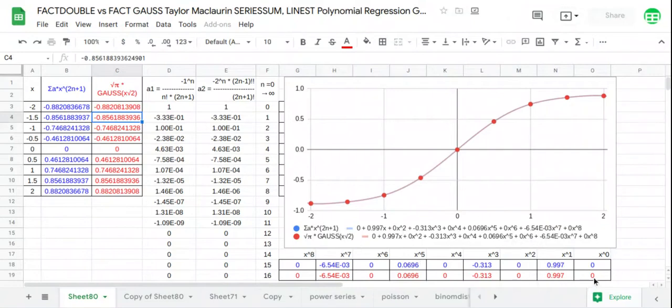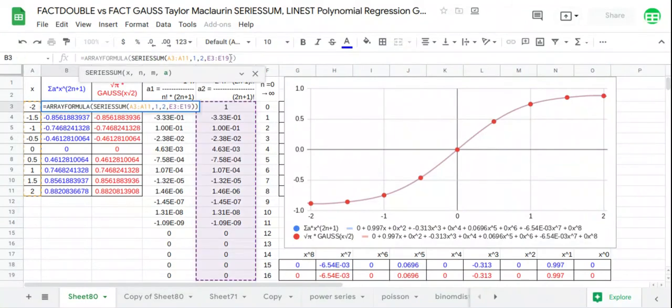So we inspect at x. So x to the 0 at 0. Coefficient of x 0.997. Coefficient of x squared 0. Coefficient of x cubed minus 0.313. Coefficient of x to the fourth 0. Coefficient of x to the fifth 0.0696. Coefficient of x to the seventh, that's minus 6.54 times 10 to the minus 3. X to the eighth 0. That's because we use the double factorial.